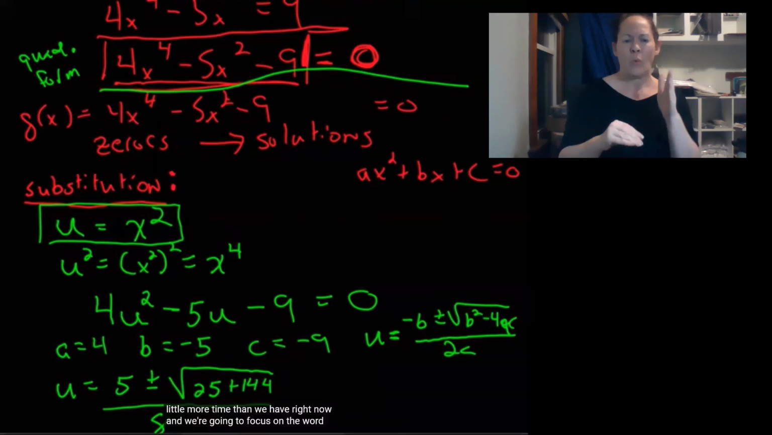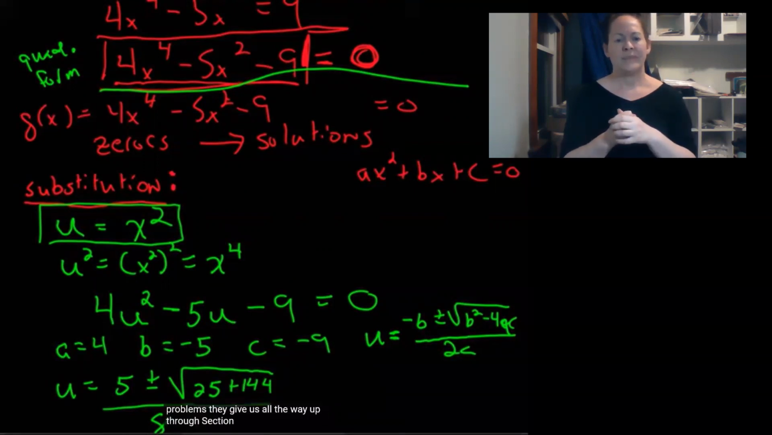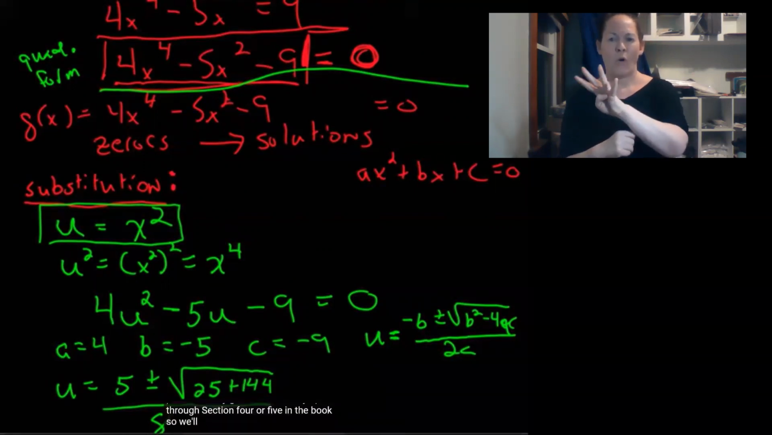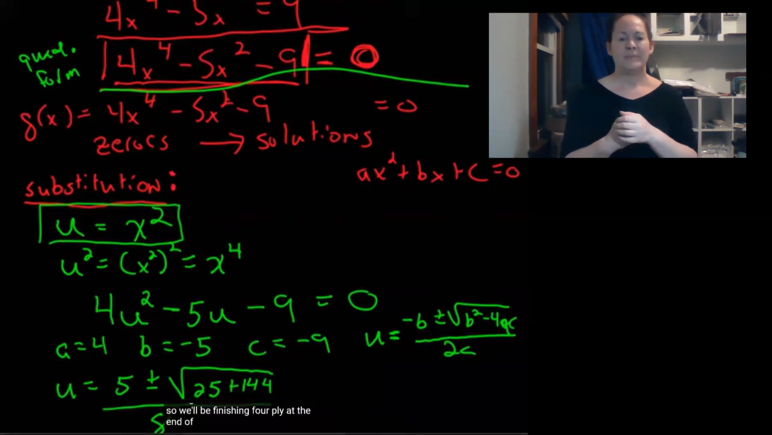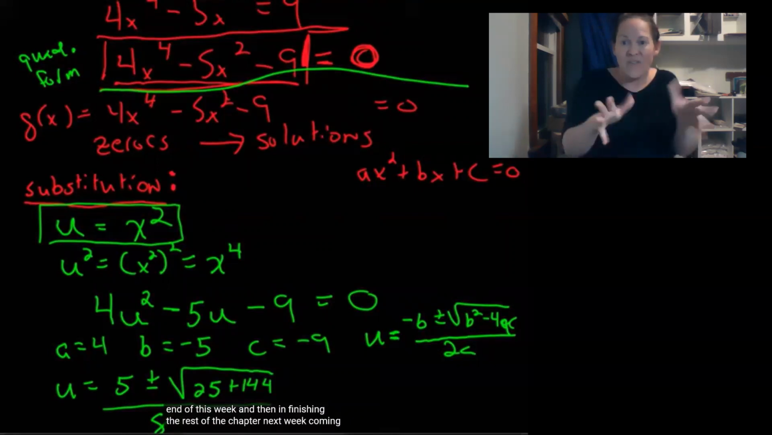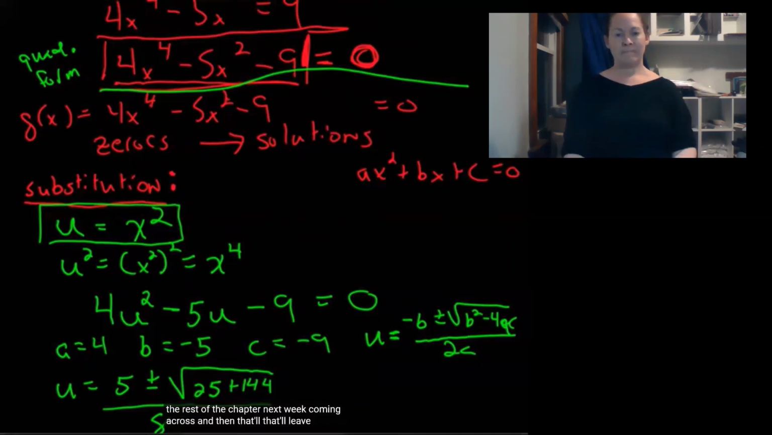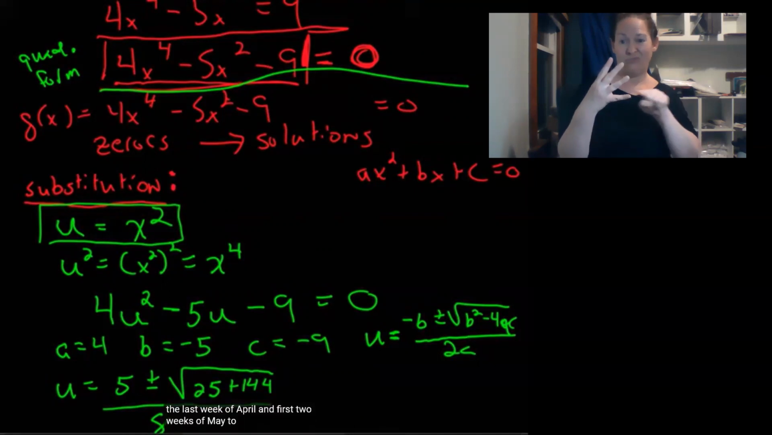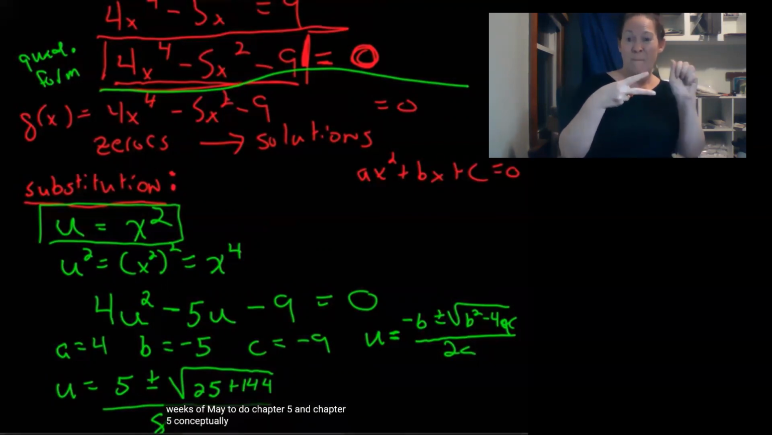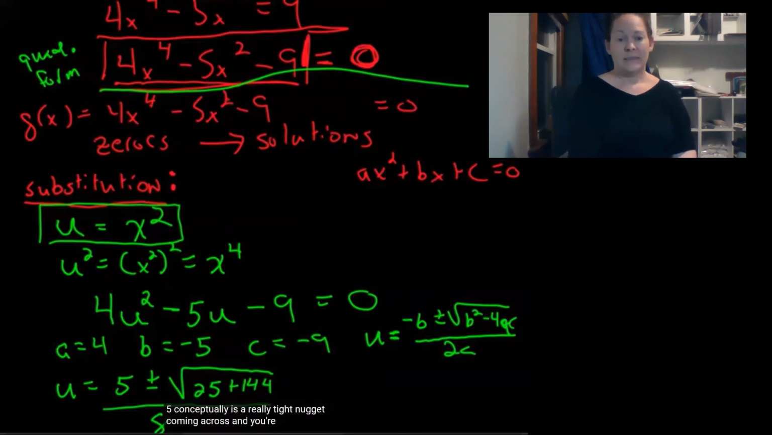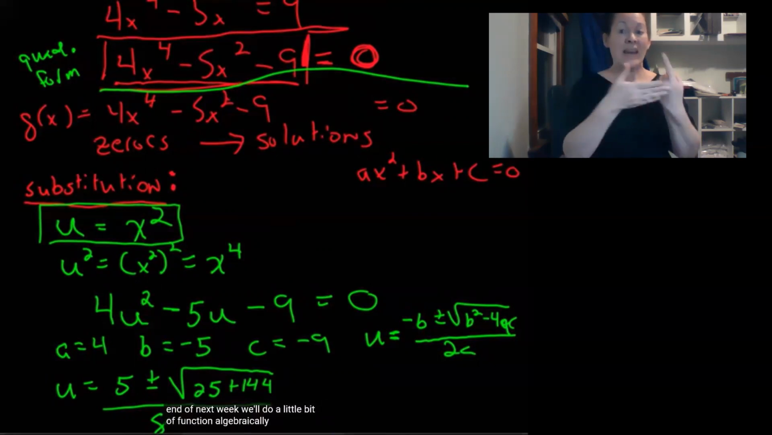And we're going to focus on the word problems that get us all the way up through section 4.5 in the book. So we'll be finishing 4.5 at the end of this week, and then finishing the rest of the chapter next week. Then that'll leave us the last week of April and first 2 weeks of May to do chapter 5. And chapter 5 conceptually is a really tight nugget. And probably at the end of next week I'll do a little bit of function algebra.